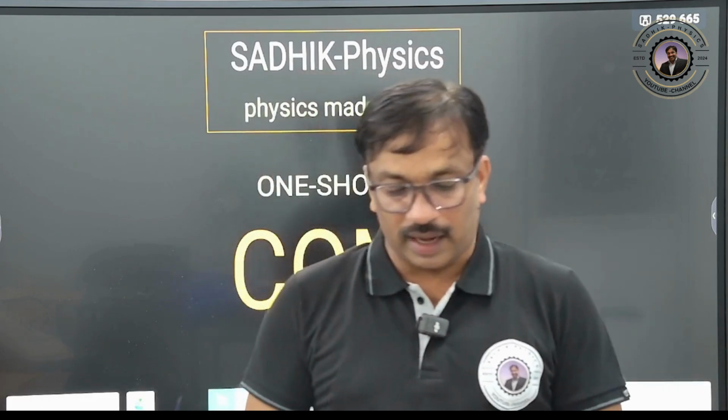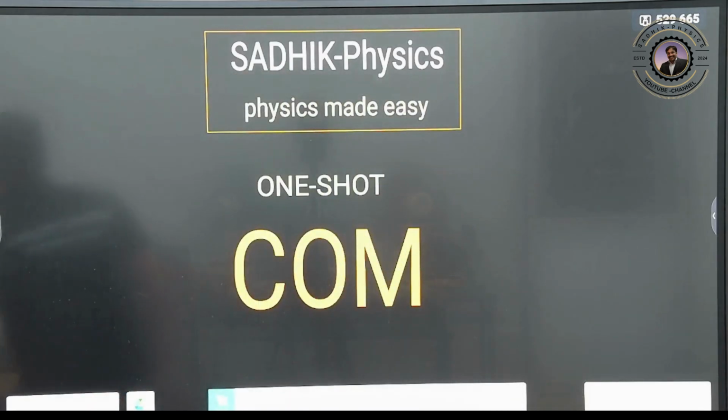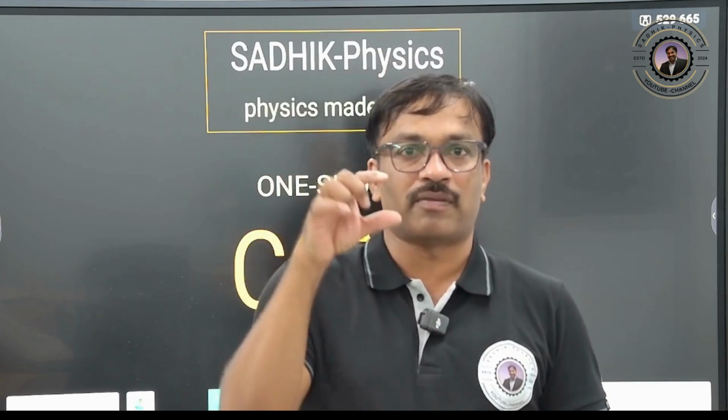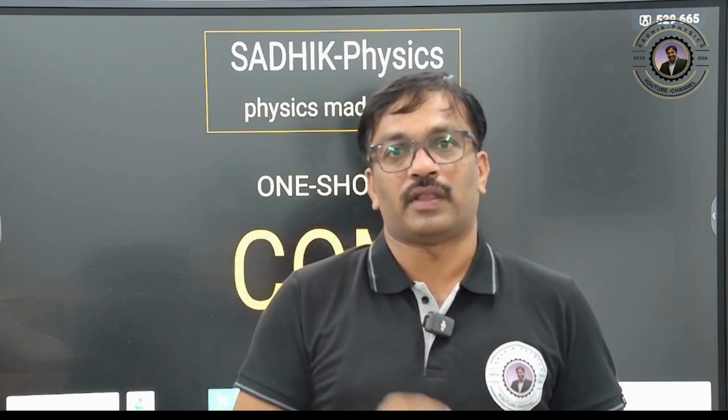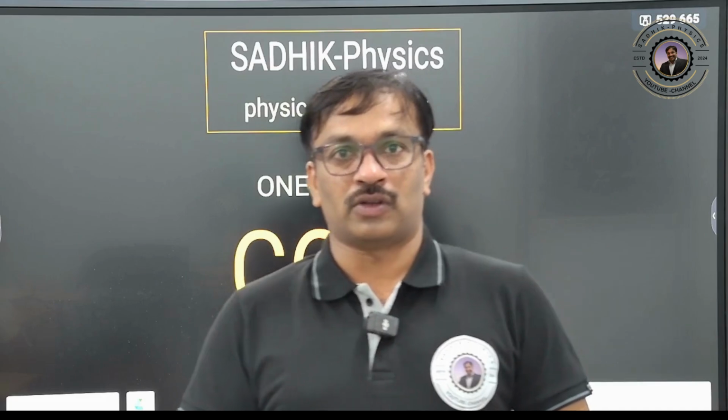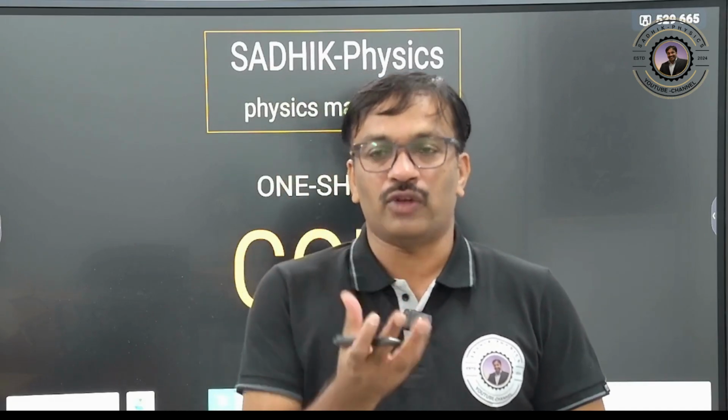Clear? And a general thing: if one uniform rod is there, the center of mass lies exactly at the midpoint. If one uniform ring is there, the center of mass of the ring lies at the center. So for uniform objects, their geometrical center will be the center of mass.